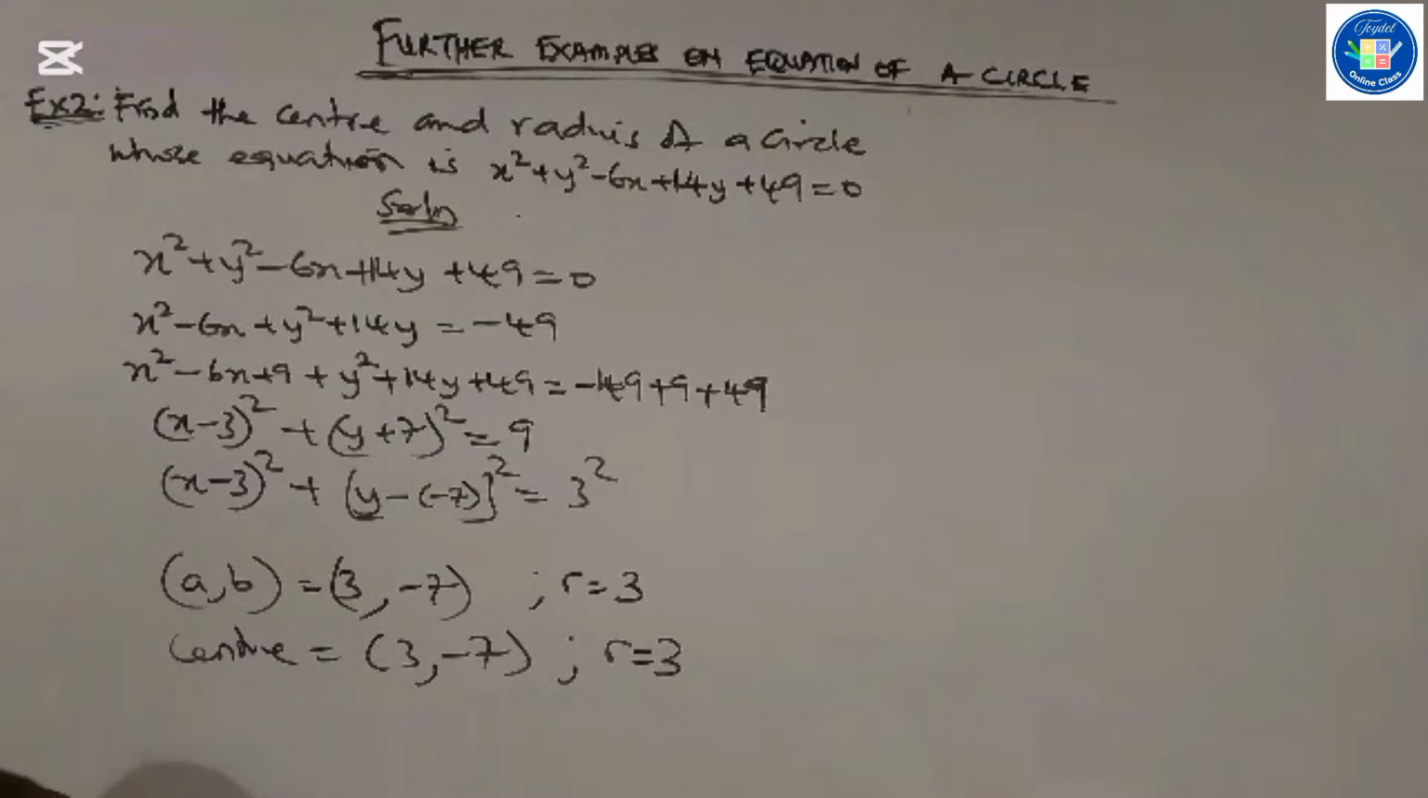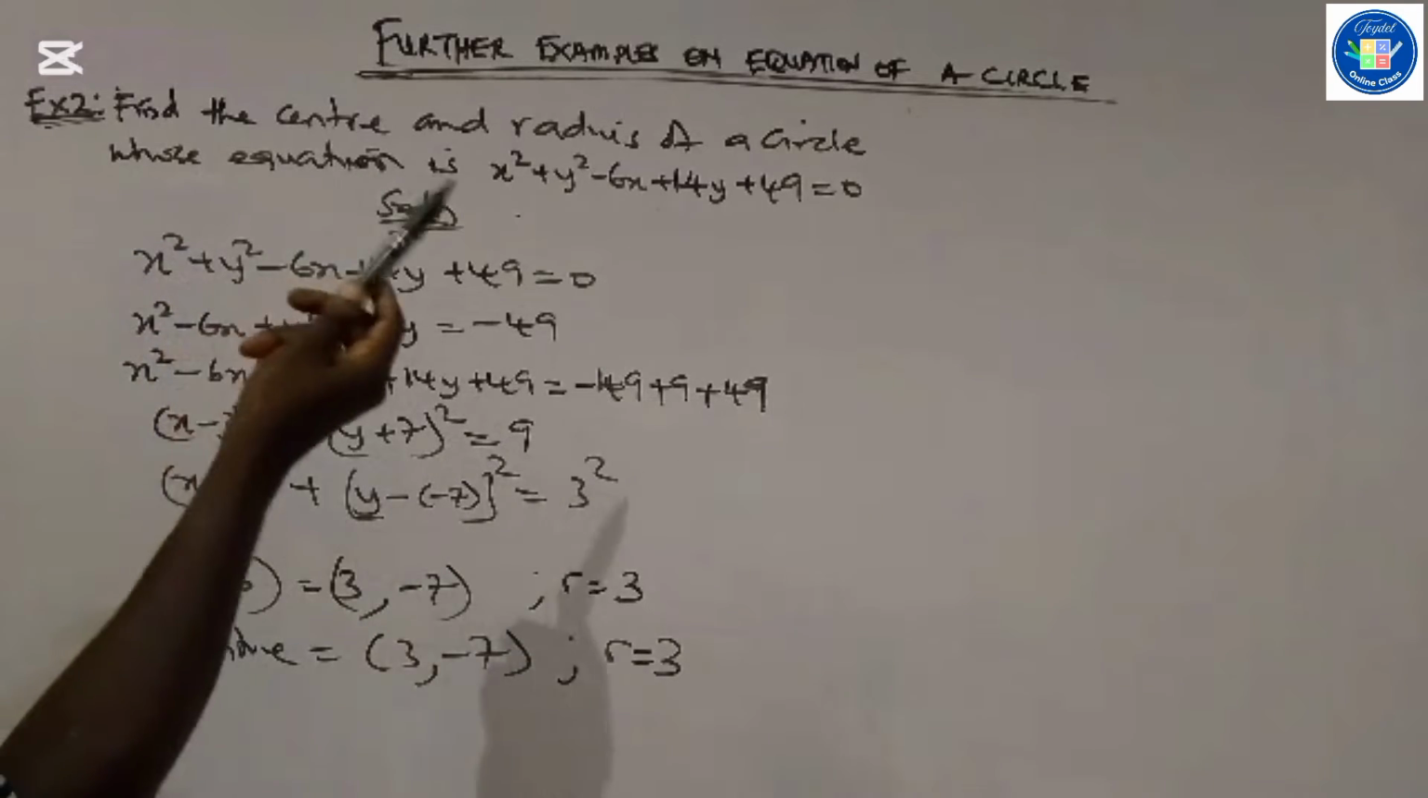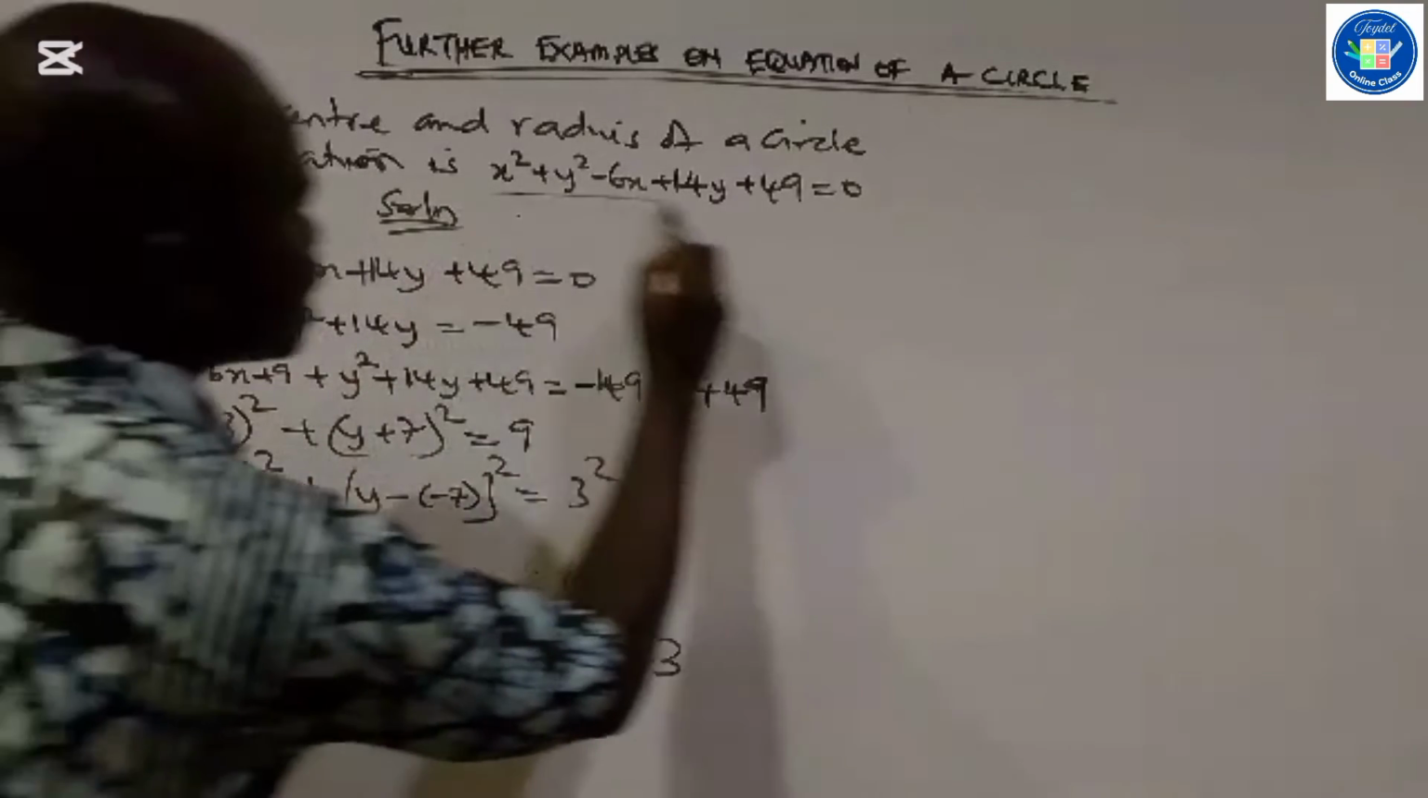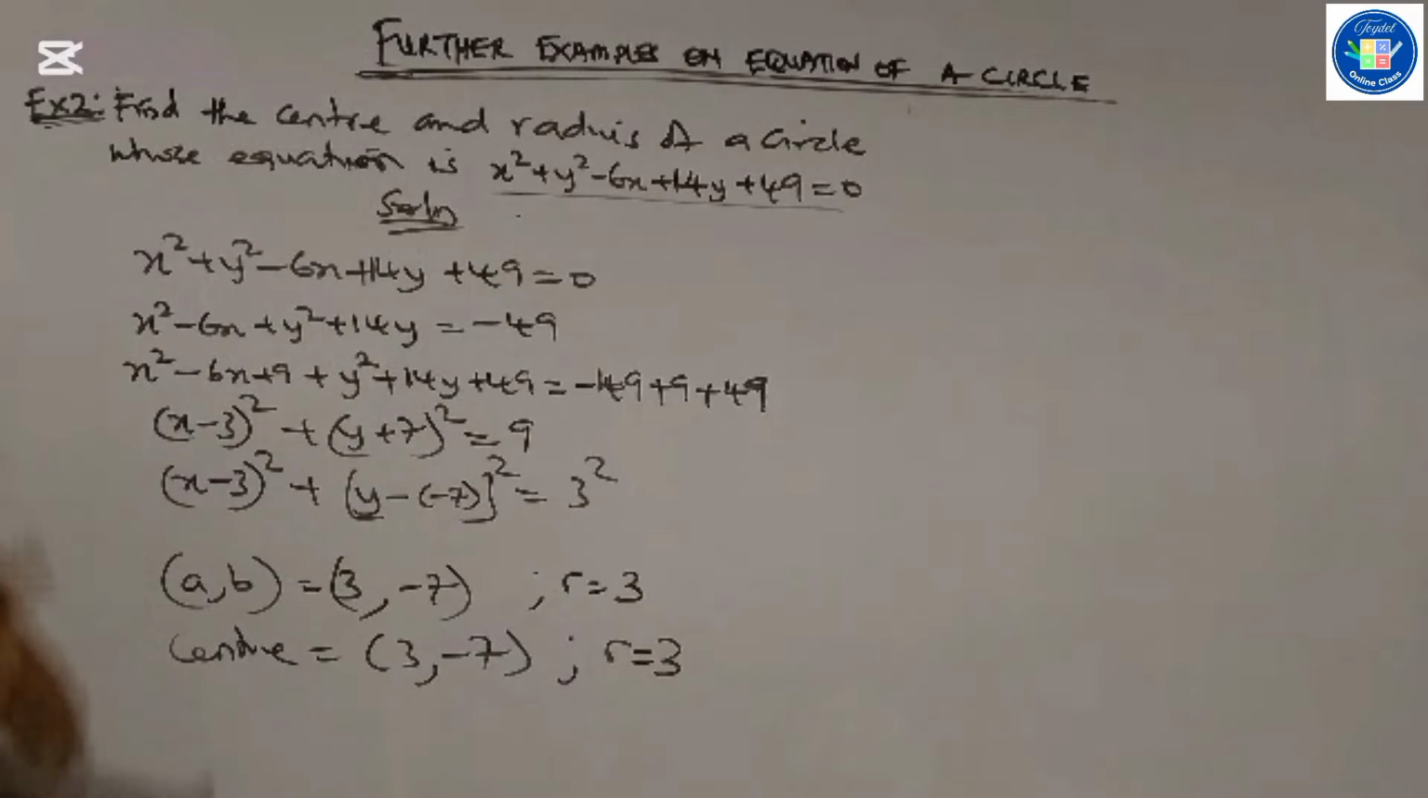All right, so let's check this second example. In this second example, we have to find the center and radius of a circle whose equation is given as this. So in this case, we are given the equation of a circle. We are required to find the center and the radius. How do we do that? This is what we do.